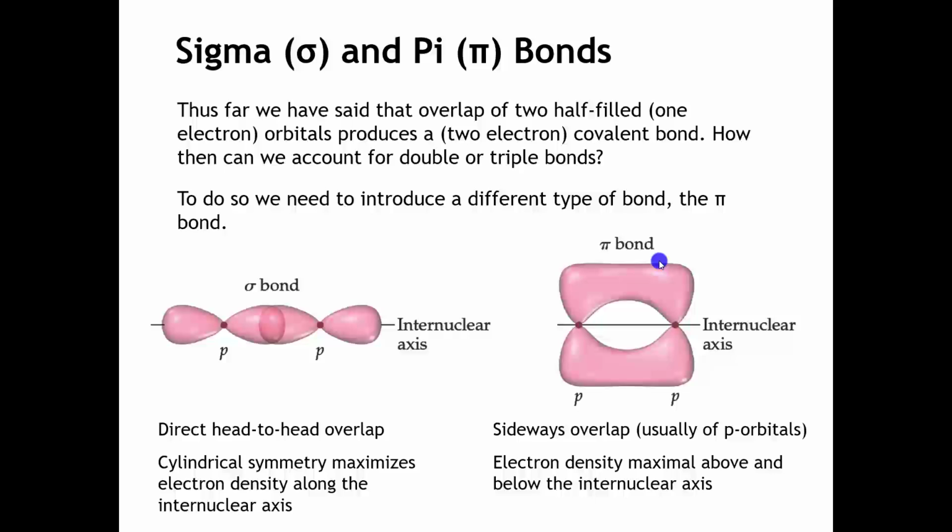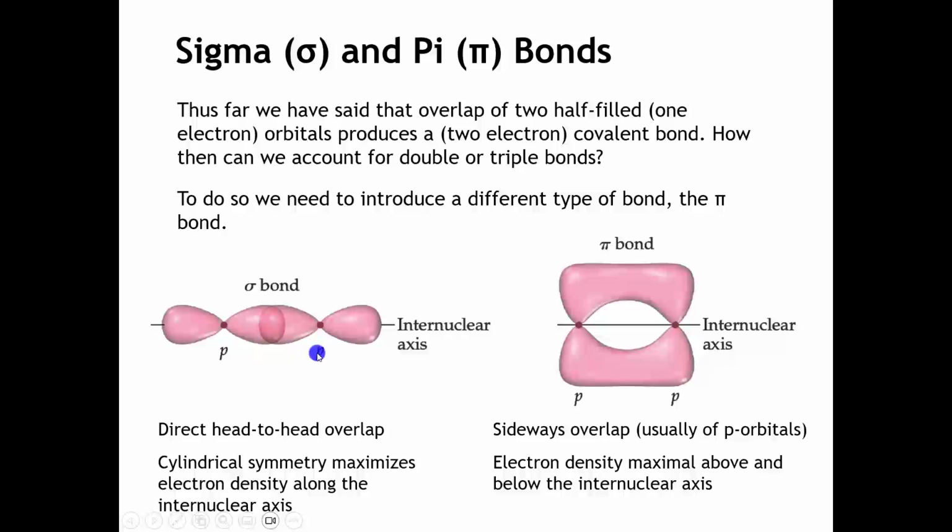But we know that there are Lewis structures where we might have double bonds or even triple bonds. So where do those come from? In order to explain those kinds of bonds, we need to introduce a new kind of covalent bond. The covalent bonds we've been talking about thus far are what we call sigma bonds.